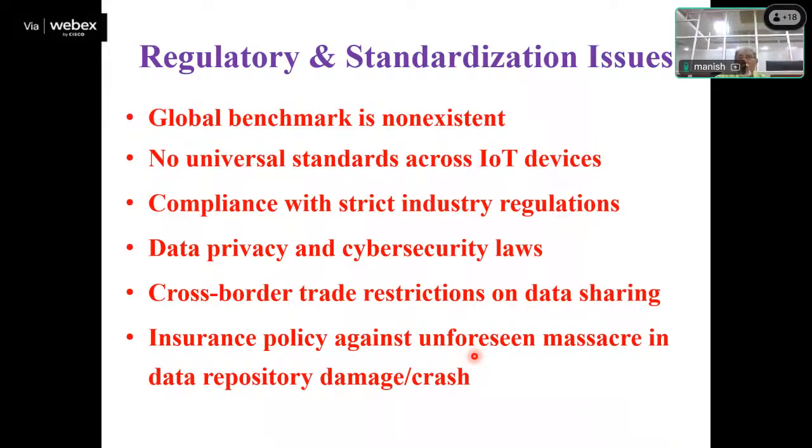Insurance policy against the unforeseen massacre. That is another important thing. There is no insurance. I mean, you can insure your house, and if force majeure causes any damage, then the insurance company can take care of it. Personal limb insurance is there. Personal possessions insurance are there. So many things are there. But what is not there is insurance against damage to the data repository.